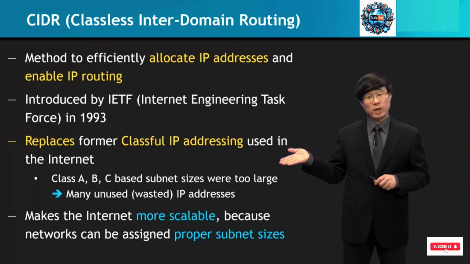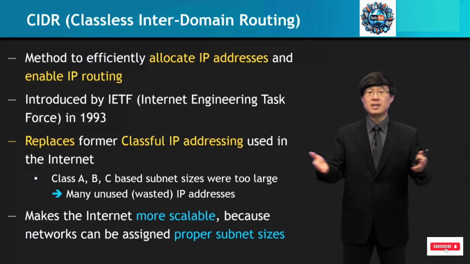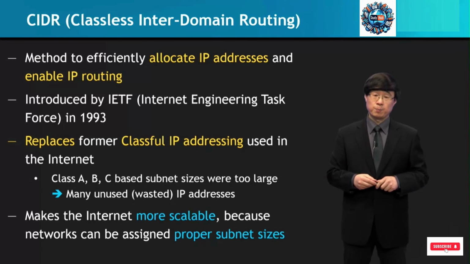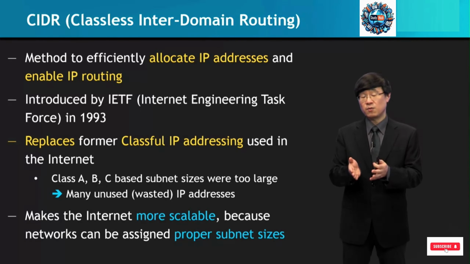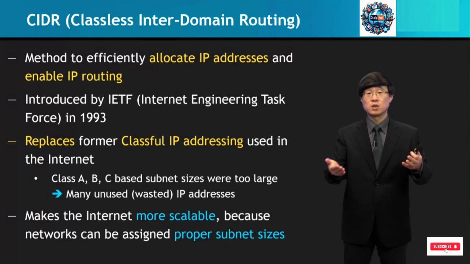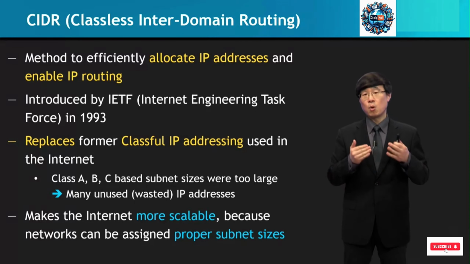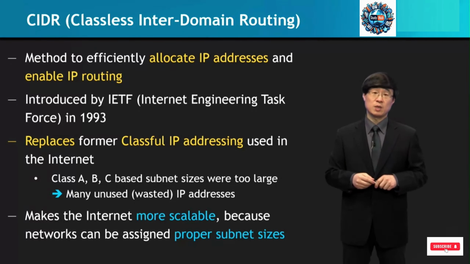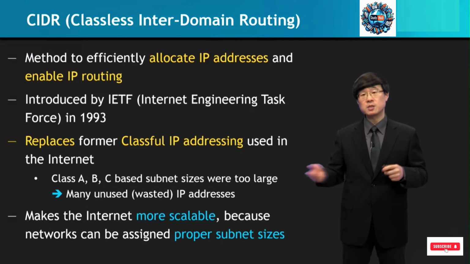Why was this used? Well, the typical class A, B, C type classes created subnets that were excessively large, and they were larger than the number of IP addresses that were needed for that subnet. Due to this reason, a lot of them had unused, reserved, wasted IP addresses. And because of this problem, a more efficient subnetting and routing notation was needed. And this is why CIDR was created. It makes the internet more scalable because networks can be assigned proper subnet sizes.